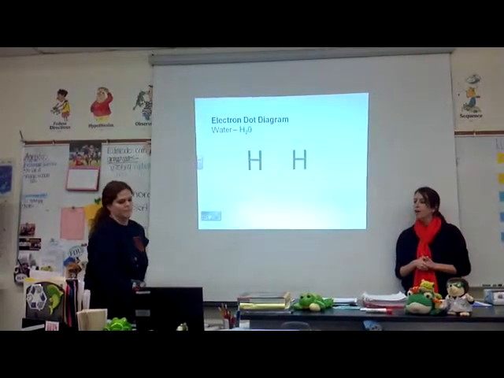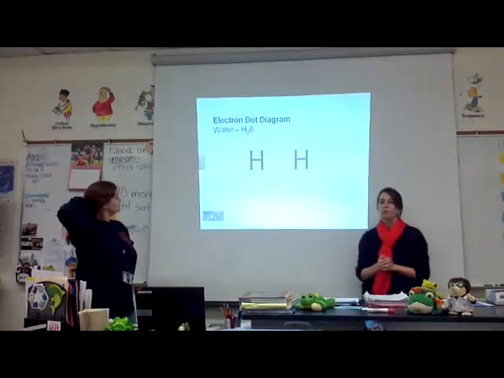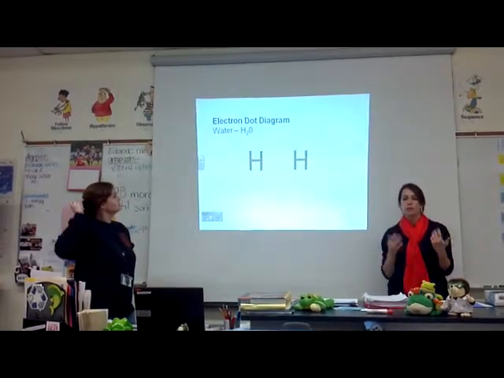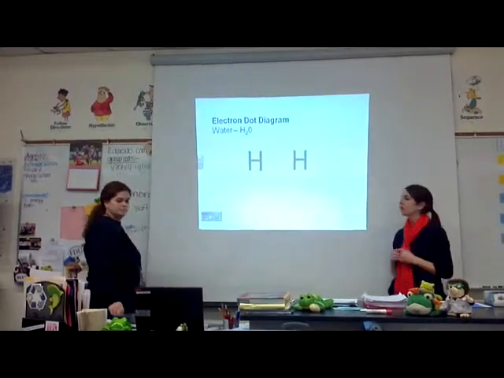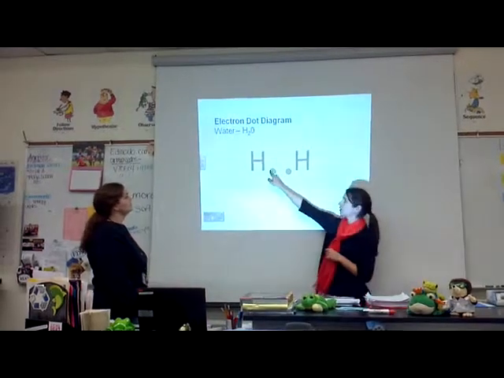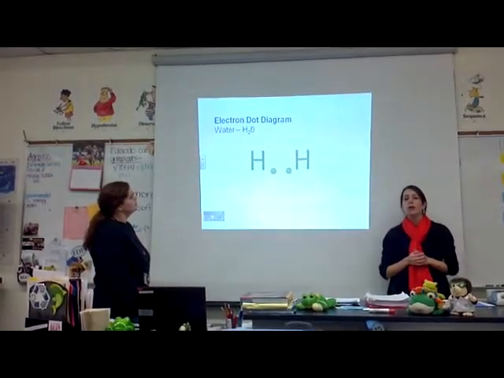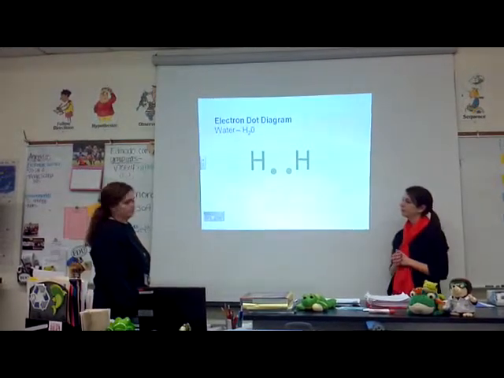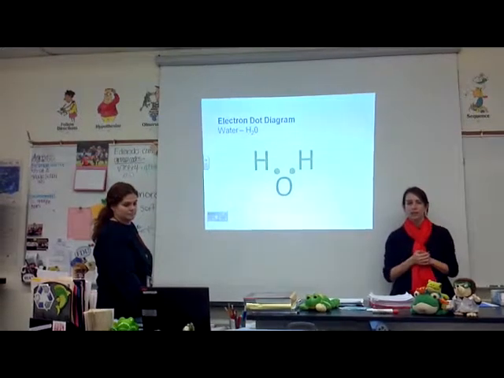an electron dot diagram of water. We have 2 hydrogens, because we know water is H2O. Each hydrogen has 1 valence electron, so we're going to draw 1 dot for each of them. 1 electron for that hydrogen, 1 electron for this hydrogen. It is also made up of oxygen. Oxygen, however, has 6 valence electrons.